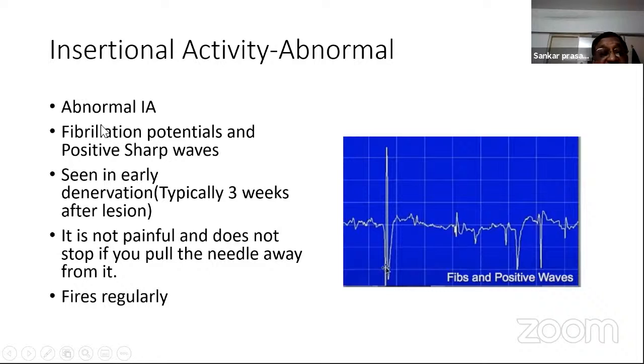Then the insertional activity can be abnormal, with fibrillation potentials and positive sharp waves, which are shown here. Here the positivity is on the downside and negative is up, and it is seen early, typically 3 weeks after the lesion. It's not painful and does not stop if you pull the needle away from it, and it fires regularly. As you put the needle in, you also look for spontaneous activity, but you ask the individual to relax totally, and no contraction should be there when you study the insertional activity, and that's very, very important.